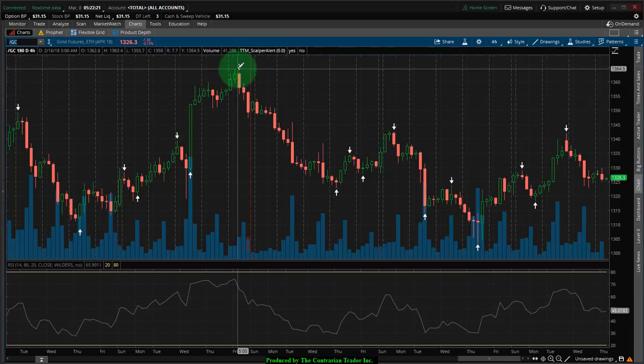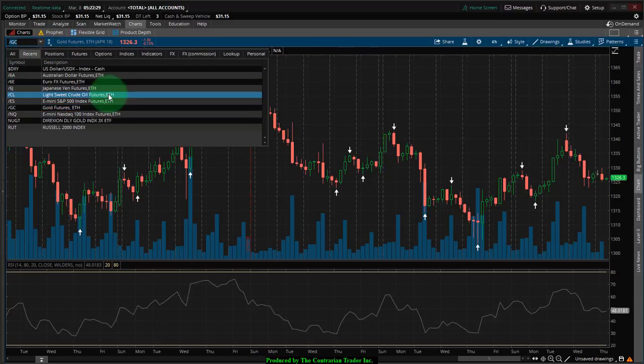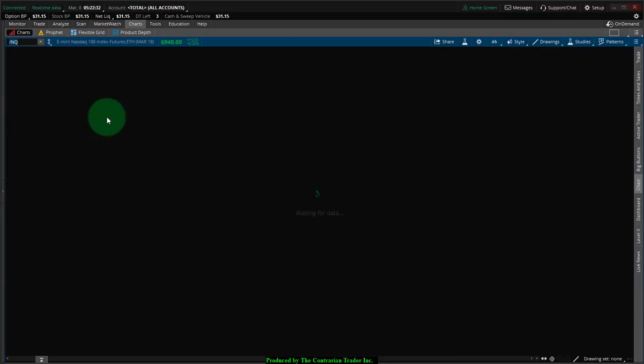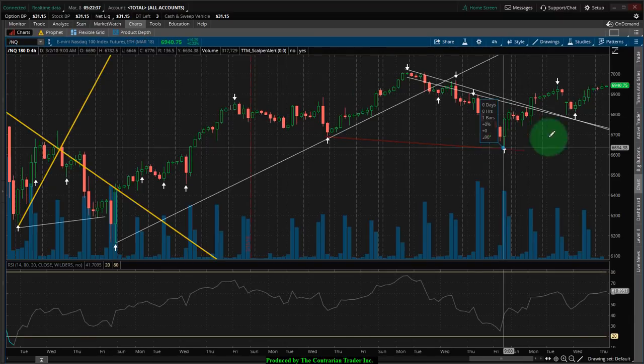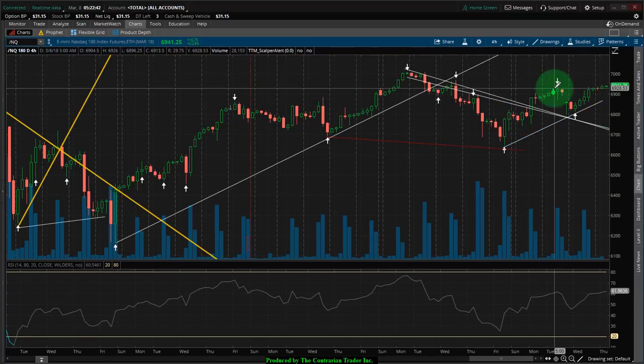Because if we break through 1365, we're going to be at 1400 in a heartbeat. Let's take a look at the U.S. futures market, the NASDAQ 100. We are putting in higher lows and now higher highs on the day. Now, keep in mind that tomorrow we have non-farm payrolls coming out. They are a market mover.